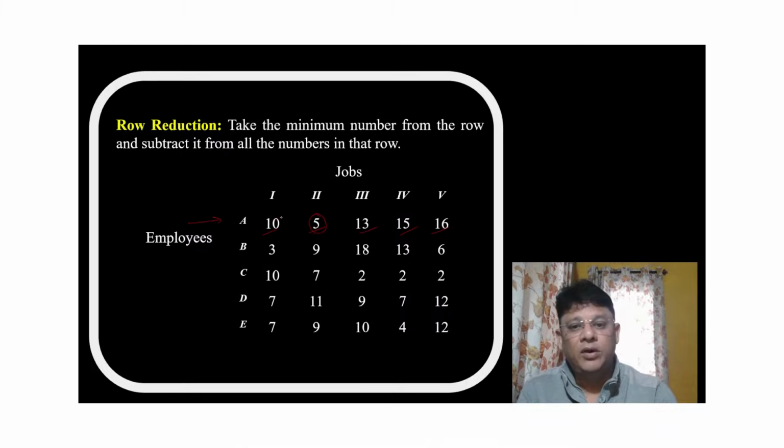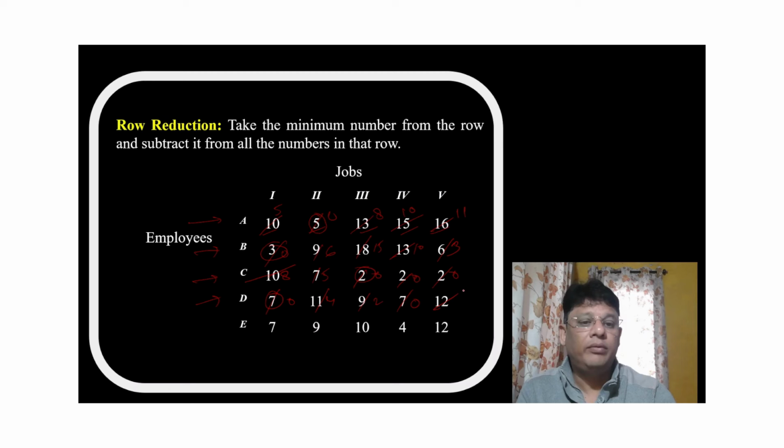Of course, all the numbers reduce by 5. So this will be 5, this will be 0, this will be 8, this will be 10, this will be 11, right? Now for the second row, this is the minimum, so this will be 0, this will be 6, this will be 15, this will be 10, and this will be 3. In case of C, you have 2, so this will be 0, this will be 0, this will be 0, this will be 5, and this will be 8, right? In case of D, you have 7, so this will be 0, this will be 4, 2, 0, and 5.